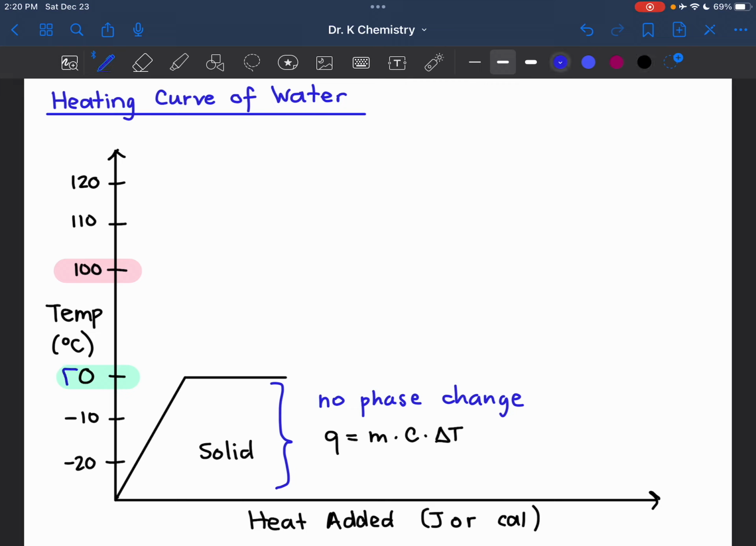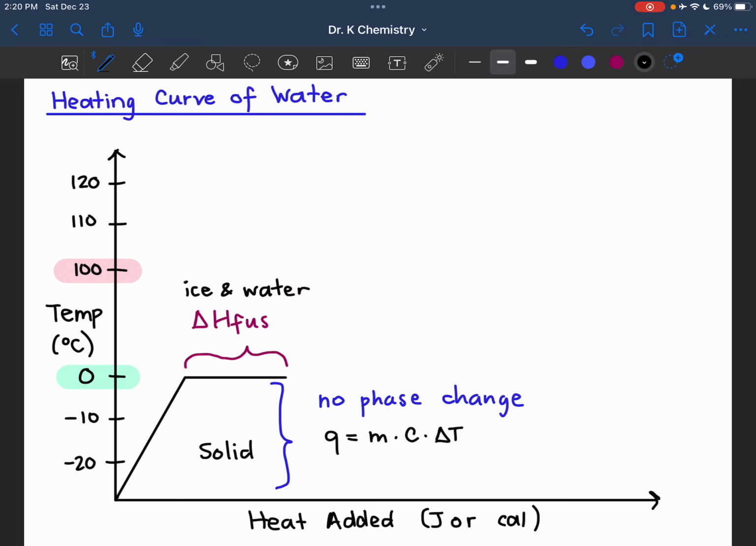Once we hit 0, as we add heat, there's no temperature change because at 0, we are melting that ice. So notice that here I have a flat line on the y-axis, and that's because the temperature is not changing. It's going to stay at 0 until that ice completely melts. And that process is what we call the heat of fusion.